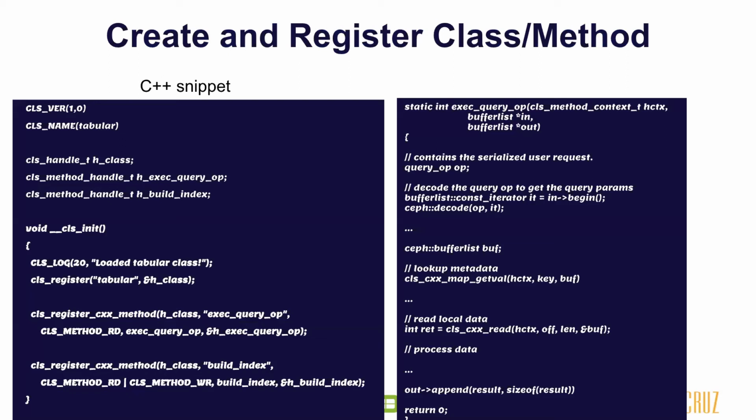So here's a real quick example of an actual CLS class. On the left-hand side is a C++ snippet of the Ceph CLS interface, the thing that exists in Ceph. You define your class and a handle, create an initializer, and register your method. We're calling this method execute query op, and you register it as a read or write method. We also have a method called build index, or any other ones that you want.